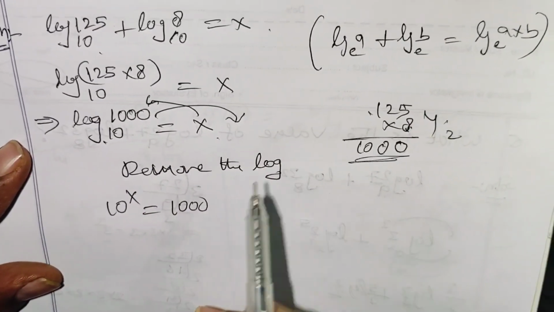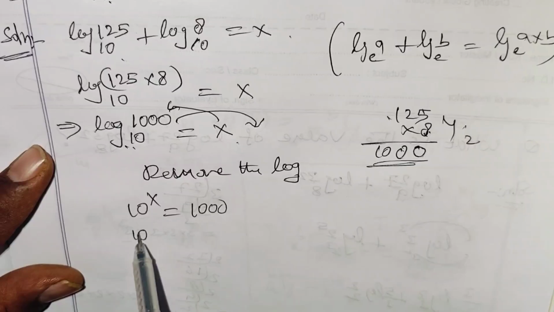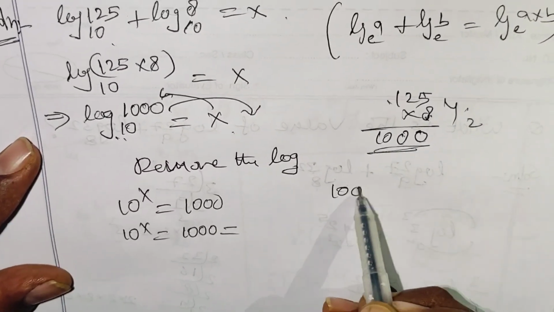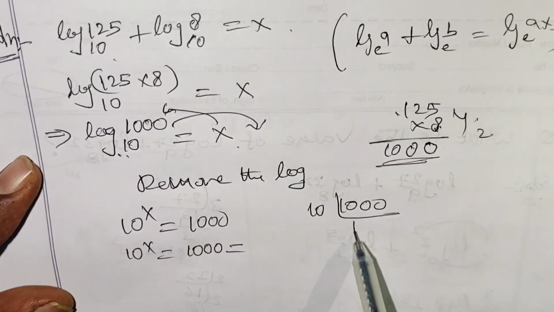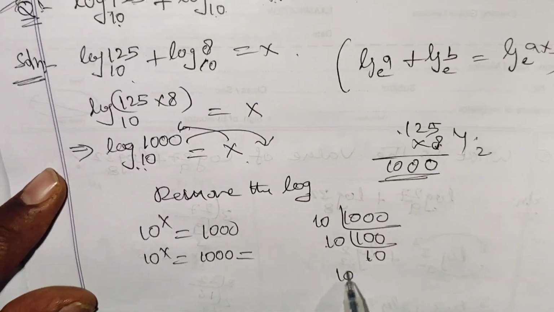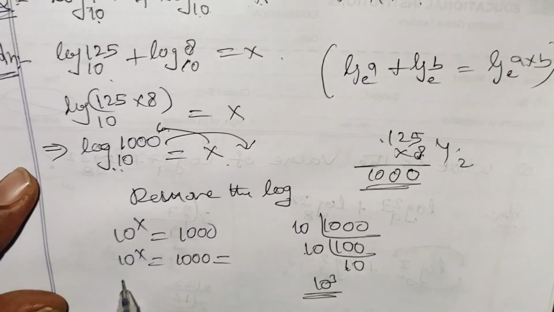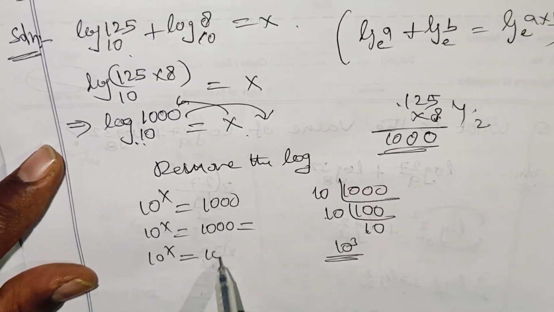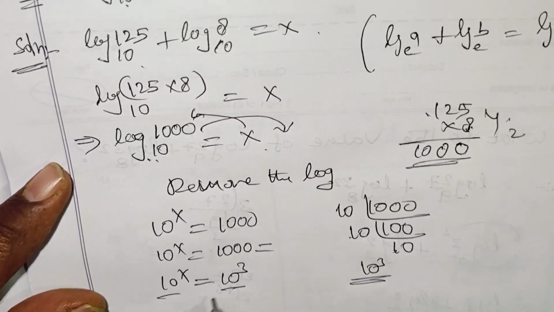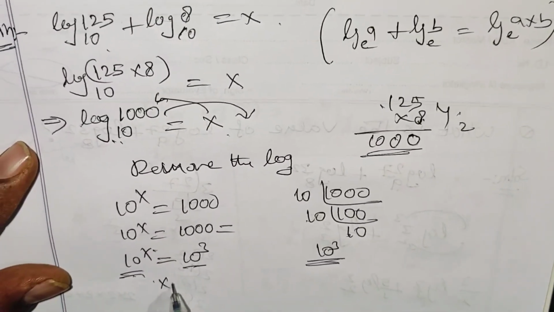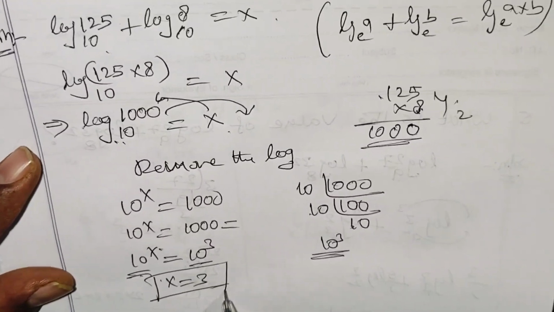10 to the power of x is equal to 1000. 1000 factors: 10, 100, 10 10 100, 10 cube. 10 to the power of x is equal to 10 to the power of cube. Both sides bases are equal, equating the powers, x is equal to 3. Very important.